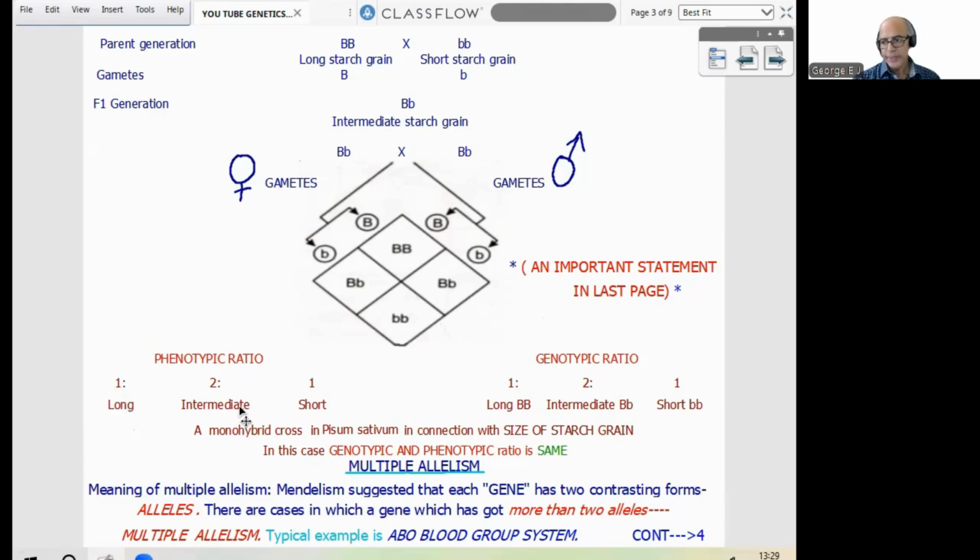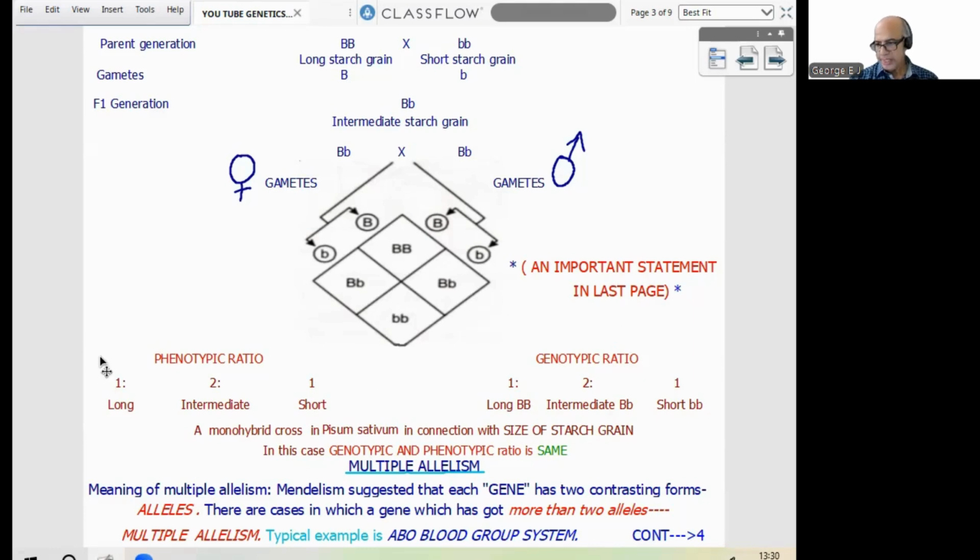One long, two intermediate, one short. The genotypic ratio will be one long, two intermediate, one short. So we can find the genotypic and phenotypic ratios are the same, 1:2:1. It's an exception again, as such a monohybrid cross in Pisum sativum in connection with the size of starch grain. In this case, the genotypic and phenotypic ratio is the same, 1:2:1. And connected with pleiotropism, a single gene has more than one effect. An important statement is given in NCERT, on the last page just above the questions. So we'll be remembering it.